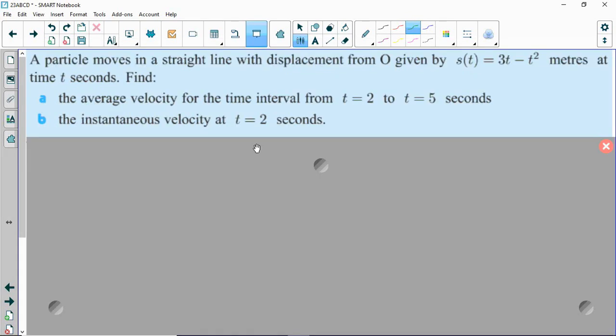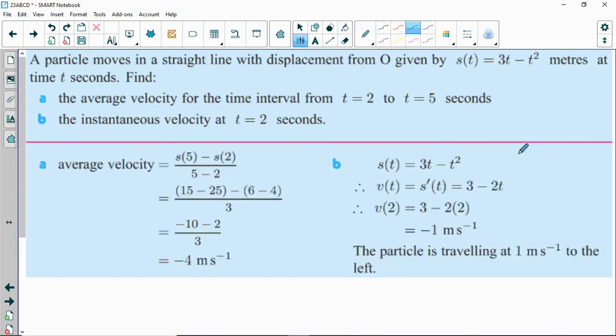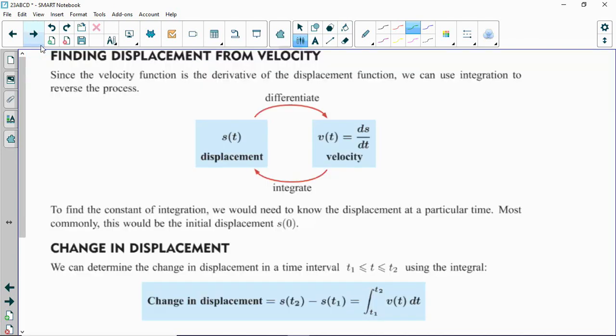So quick check of understanding. We're given a displacement function here. We can find the average velocity by finding the slope of the secant line. We can find the instantaneous velocity by finding the slope of the tangent line, which is just calculating the derivative and putting in t equals 2. So, calculus: if we have a displacement function, we differentiate it, we get velocity. We take velocity, we integrate it, we get displacement.